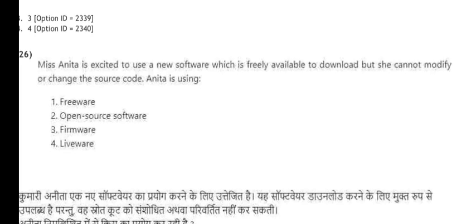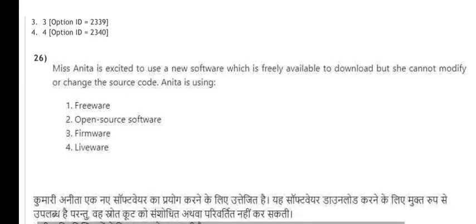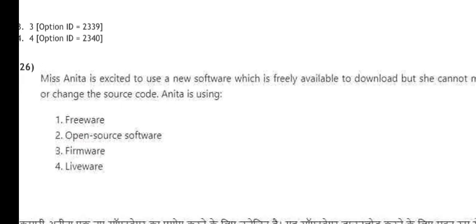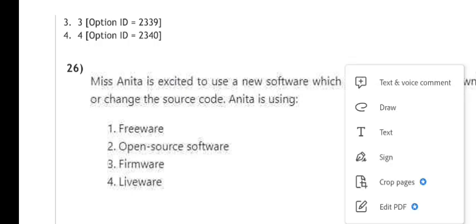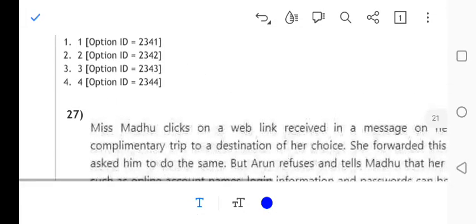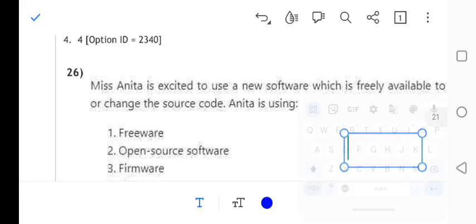Next, Miss Anita is excited to use a new software which is freely available to download, but she cannot modify or change the source code or monetize it. What is it? Freeware, open source software, firmware, liveware. So it will be freeware.